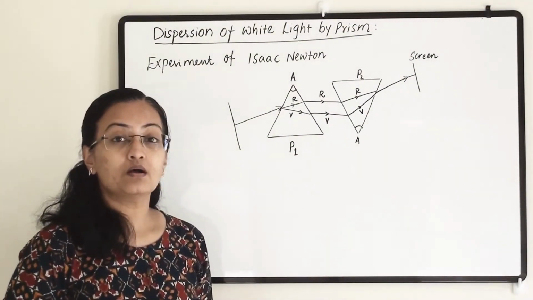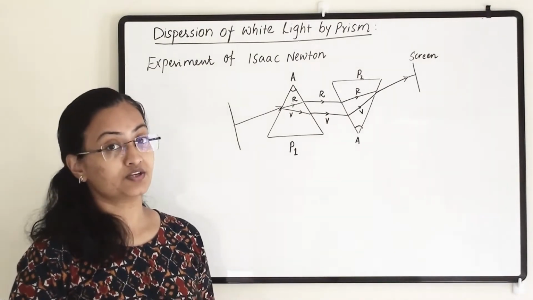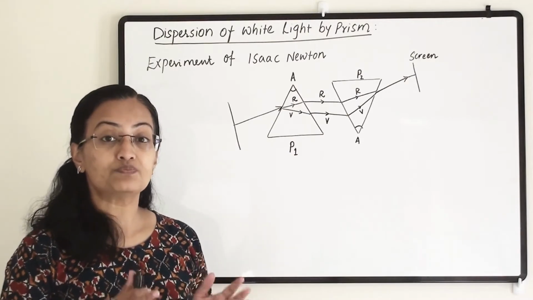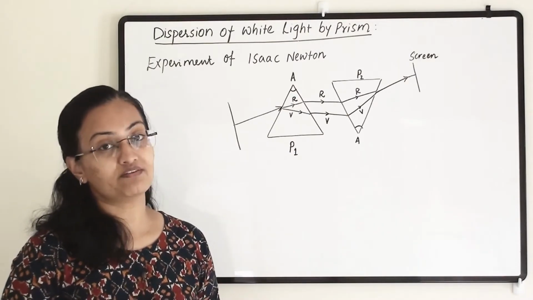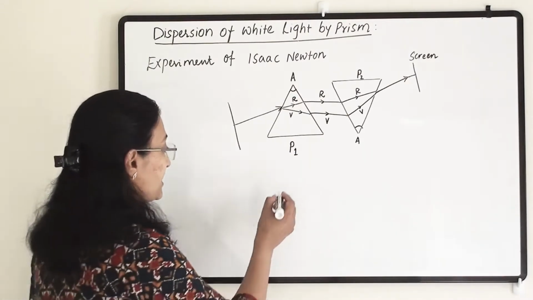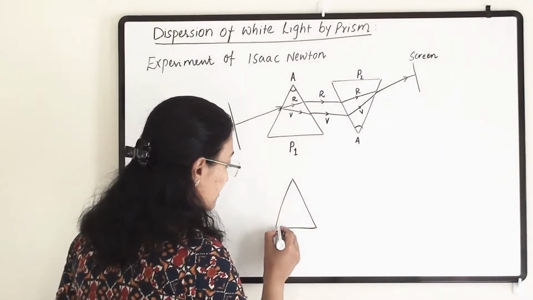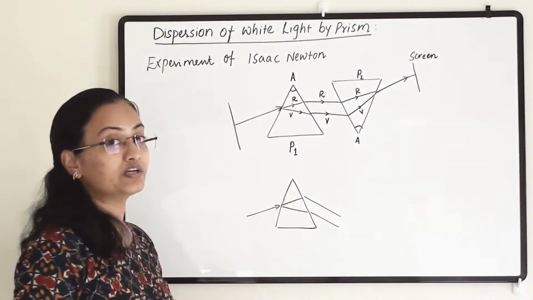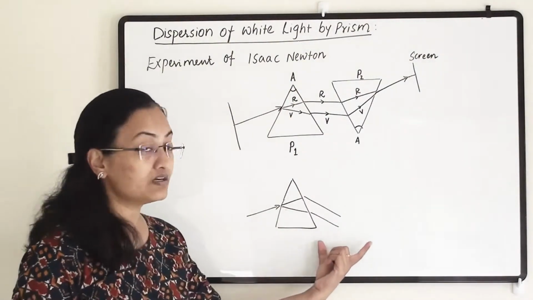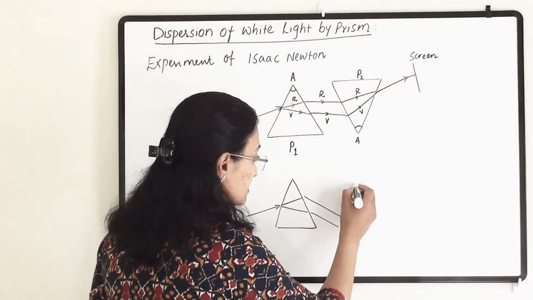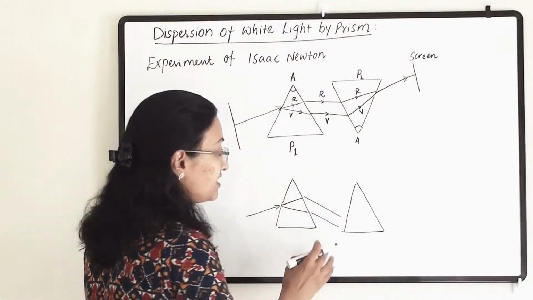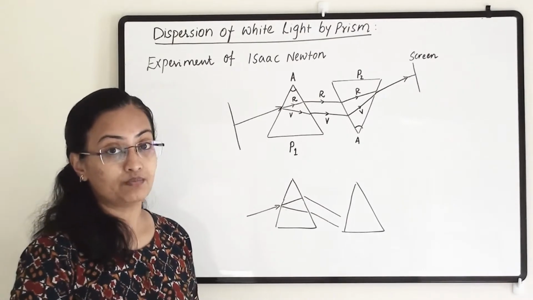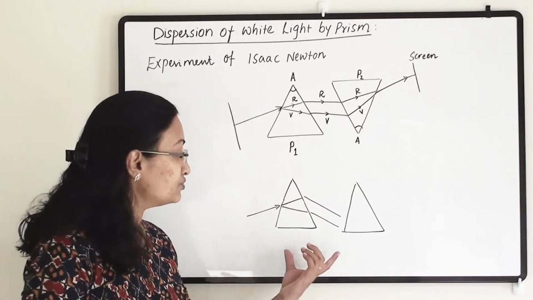Now let us discuss the experiment of Isaac Newton. Isaac Newton was the first person who tried to split white light into 7 colors. So he first placed a prism like this, and he tried to separate a white light into 7 different colors. Again he placed a similar prism just adjacent to this prism and tried to combine all those rays of different lights, but he did not succeed in this experiment.